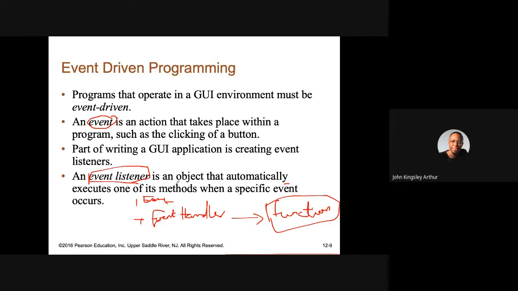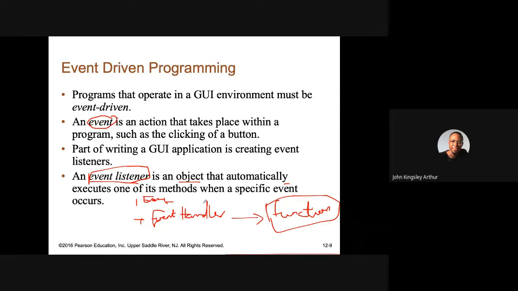The event listener. So the event listener is an object that automatically executes one of its methods when a specific event occurs. So an example of those events will be what? Clicking, or moving, holding on, dragging a file or a folder from one repository to another repository. What will make it possible that the dragging can take place is what? It is because the event listener is able to invoke an appropriate event handler to execute the event within it.